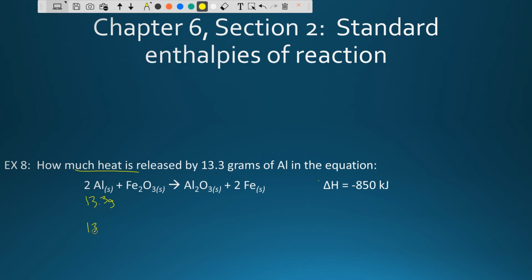Well, I simply go with my 13.3 grams of aluminum. I say, okay, my aluminum has a formula mass of 27 grams per mole. And then I have 2 moles for every negative 850 kilojoules. Okay, and so I'll end up with an answer of negative 209.4 kilojoules. Okay, that's all I need to do.